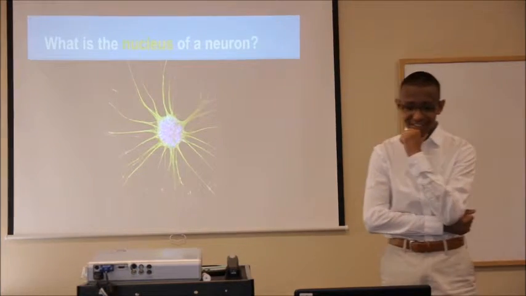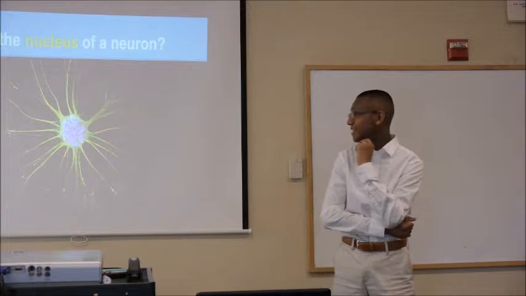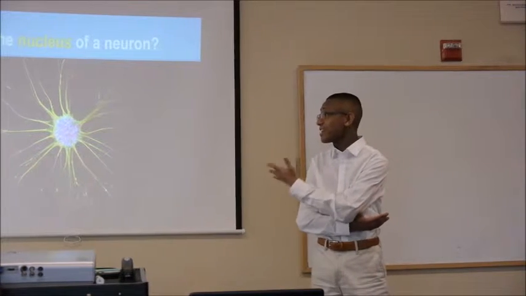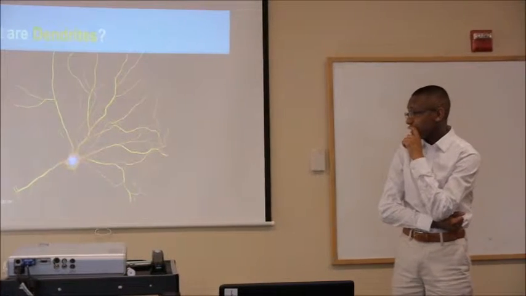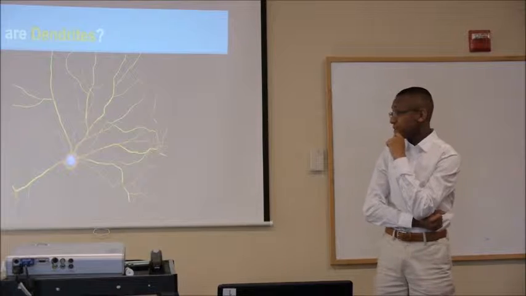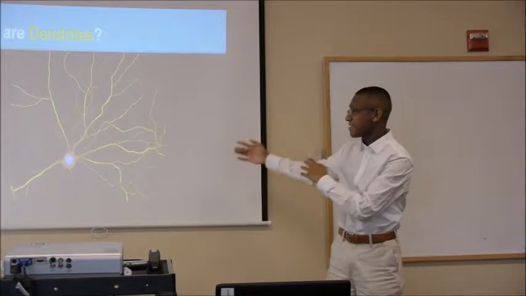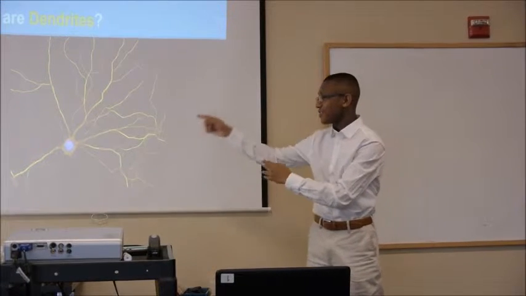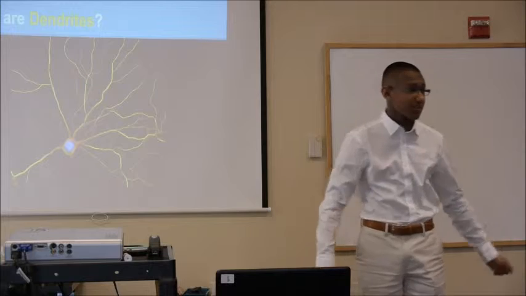So, what is the nucleus of a neuron? Well, the neuron, like other types of cells, has a nucleus. Next are dendrites. So dendrites basically receive electrical impulses from the axon terminals, and they send these signals from other neurons to the main cell body, or soma, of the nucleus.